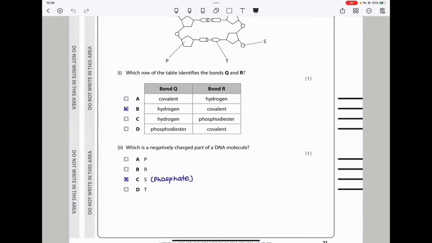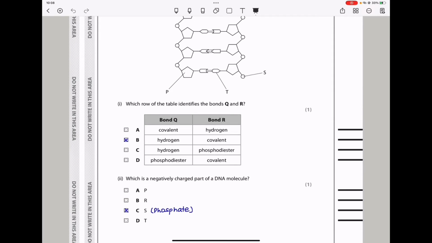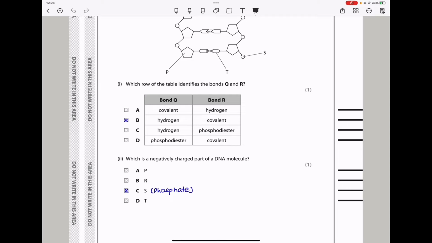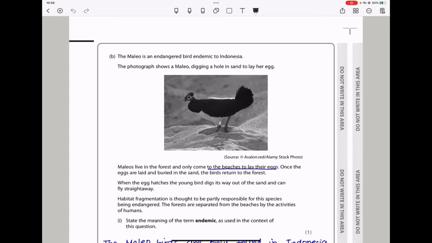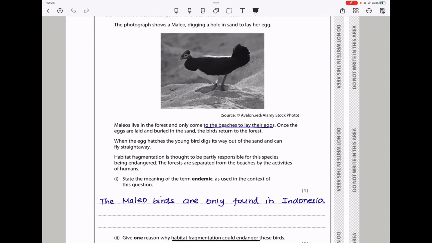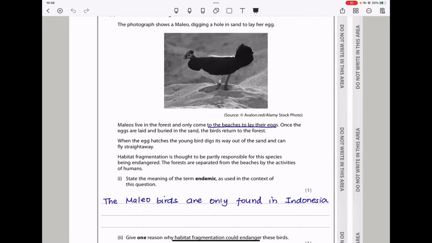When we go down here, which is a negatively charged part of a DNA molecule, that is going to be the phosphate, which is S. Moving on. In part B, the Malaya is an endangered bird endemic to Indonesia. The photograph shows a Malaya digging a hole in sand to lay her eggs. So this is the bird.